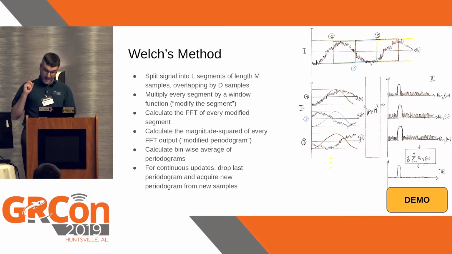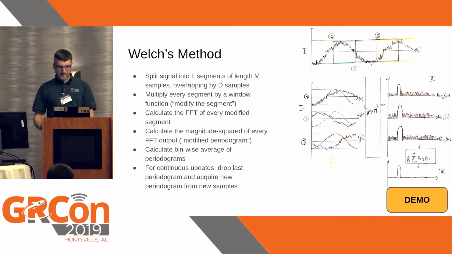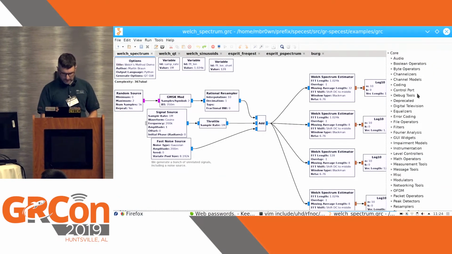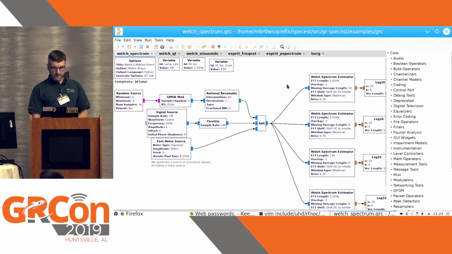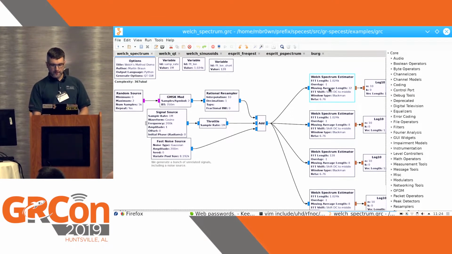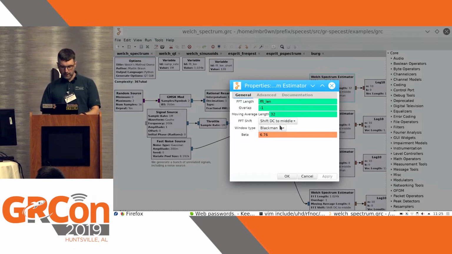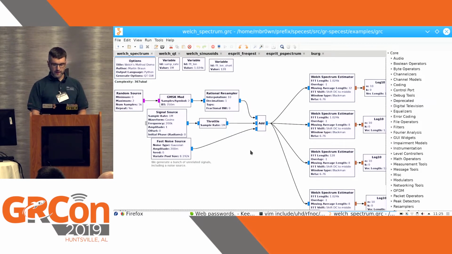And I was saying this is actually about gr-specest. So you can find this in GNU Radio. It looks like this here. So what do we have? We have this block called Welch Spectrum Estimator, and you put in a bunch of parameters. Overlap is how much you actually want to overlap the segments. But more importantly, you have an FFT size, which I have as a variable here set to 1024, how many of those I want to average, and a window function, which I will talk about in a bit.